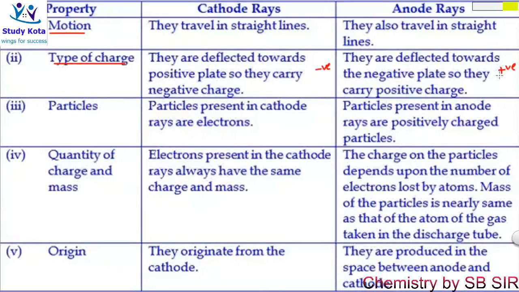They are deflected toward the positive plate. If there is negative charge, then it will be deflected toward the positive plate, and if there is positive charge, then they are deflected toward the negative plate. If we talk about the constituents, we talk about the particles.